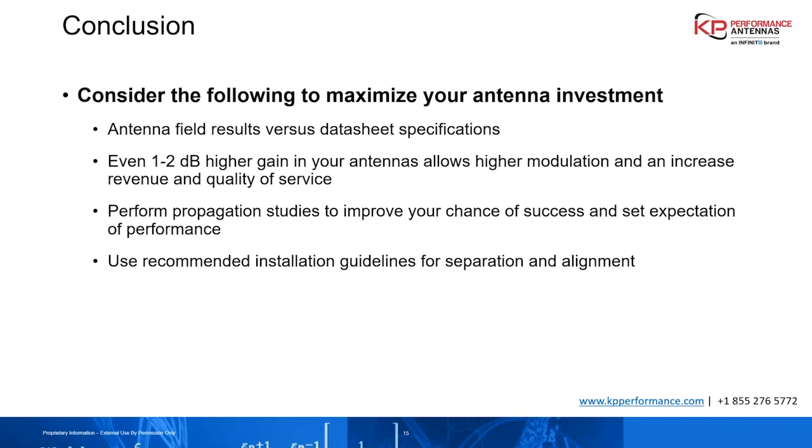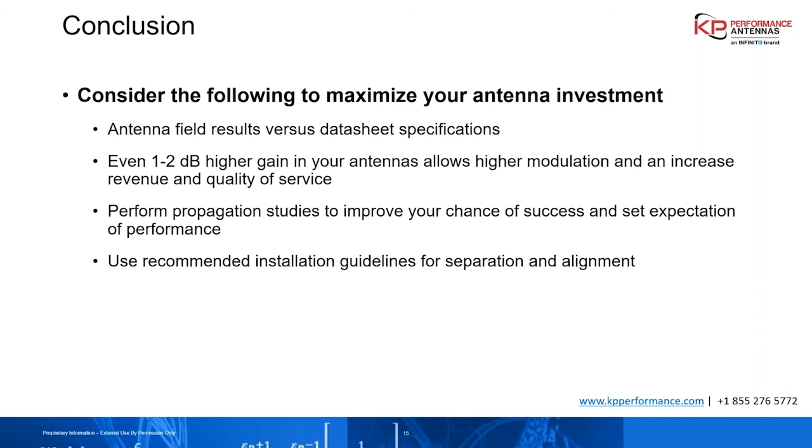You've got to realize that your antenna field results may differ from the data sheet specifications. So understanding how the specifications are defined on the data sheet is key to making sure you optimize your performance in the field. Now, another thing to consider is even if it's only 1 to 2 dB higher gain in your antenna, it'll allow you to go up to that extra higher modulation rate above that noise floor and increase your revenue and your quality of service.